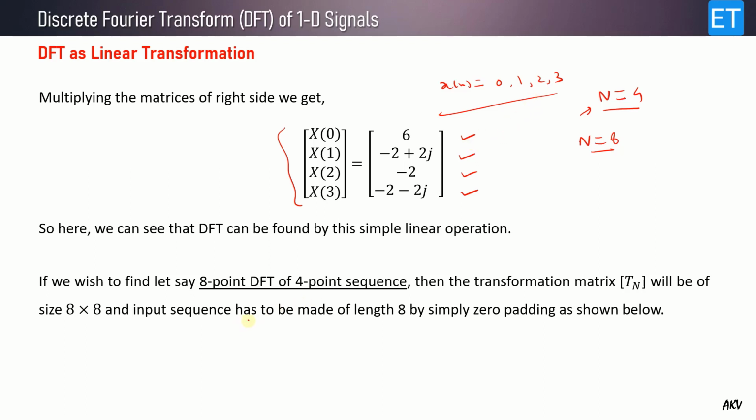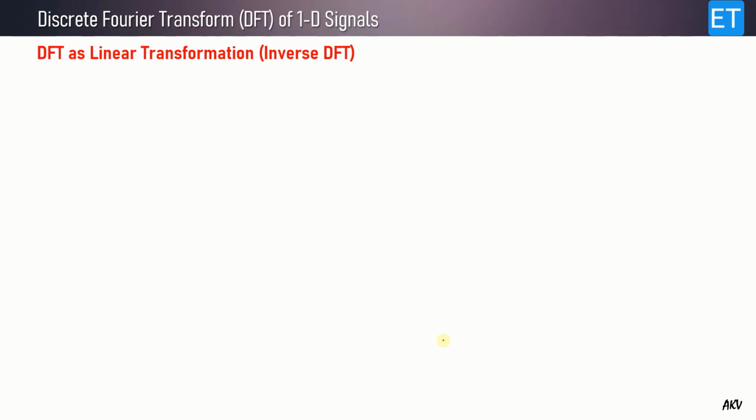So this is easy again. To compute the 8-point or even higher point DFT of this 4-point sequence, your transformation matrix will be of size 8 by 8 or N by N, right? And now the input sequence has only the 4 samples. So you have to make it of size equal to 8, and that can be done simply by zero padding as shown here. So this is your signal of 4-point, and to make it 8-point you just need to pad 4 more zeros. This you can achieve with the help of zero padding. Now let's see the inverse discrete Fourier transform.